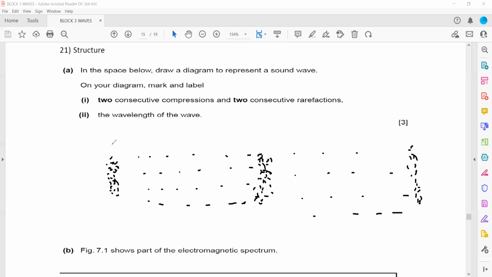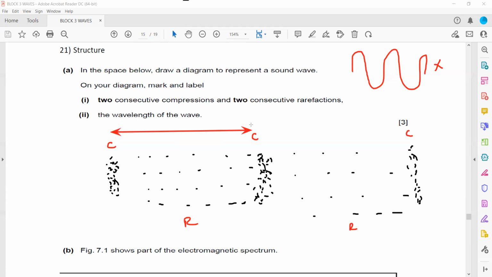So compression, rarefaction and compression. Some students draw this wave as a transverse wave. That is wrong because sound waves are not transverse. Sound waves are longitudinal. We have to label the wavelength. So wavelength is actually the distance between two successive compressions or two successive rarefactions.